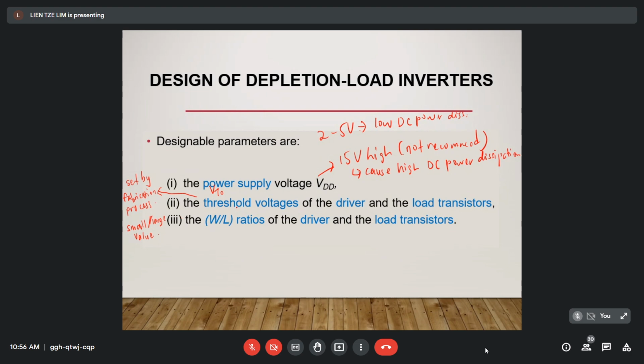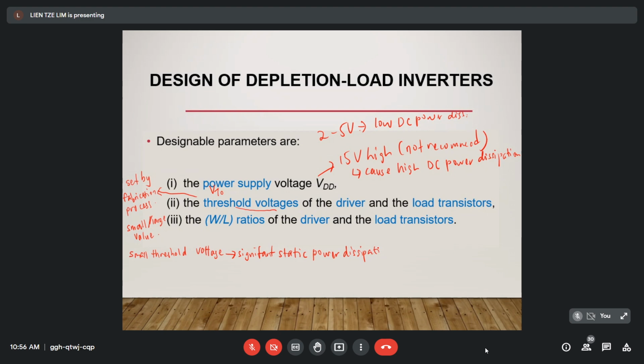Threshold voltage. If we want to set it to a small threshold voltage, there will be another effect, the drawback, the negative effect. If the threshold voltage is small, then it will cause significant static power consumption or power dissipation.